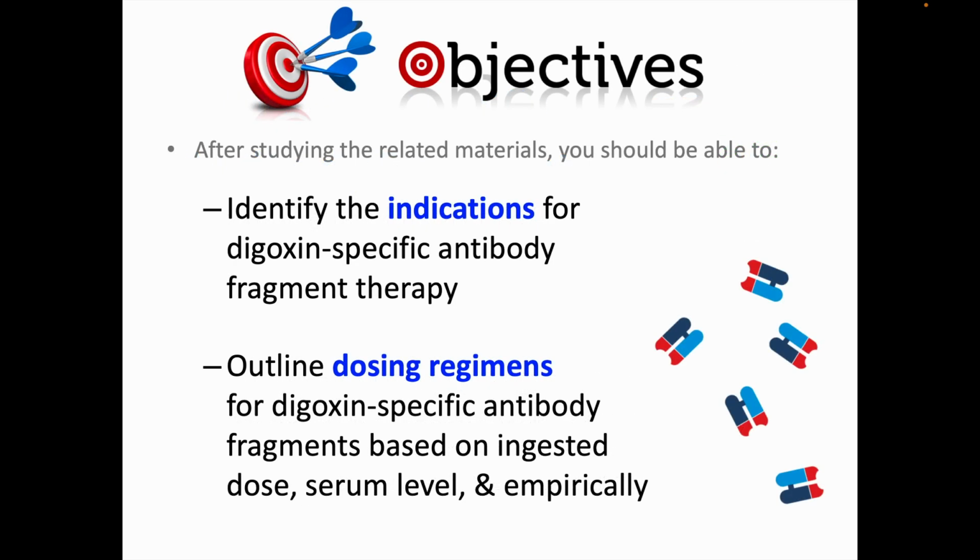The learning objectives here are that you'll be able to identify indications for using digoxin-specific antibodies as an antidotal therapy, and to outline the dosing regimen, which is to say how many vials to use, based on the ingested dose of digoxin, or a serum digoxin level, and when the antidote is used empirically in cases when such information is not available.